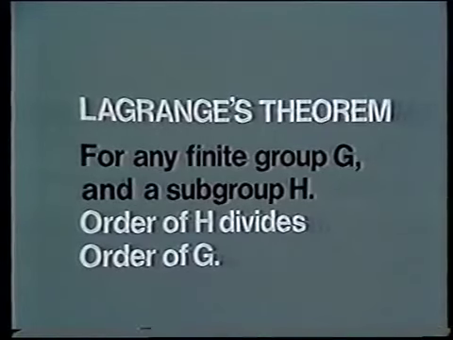The problem being that 7 does not divide 12. To get the partitioning effect into cosets, the order of the subgroup must divide the order of the group. And that's Lagrange's theorem. For any finite group G and subgroup H, the order of H divides the order of G.